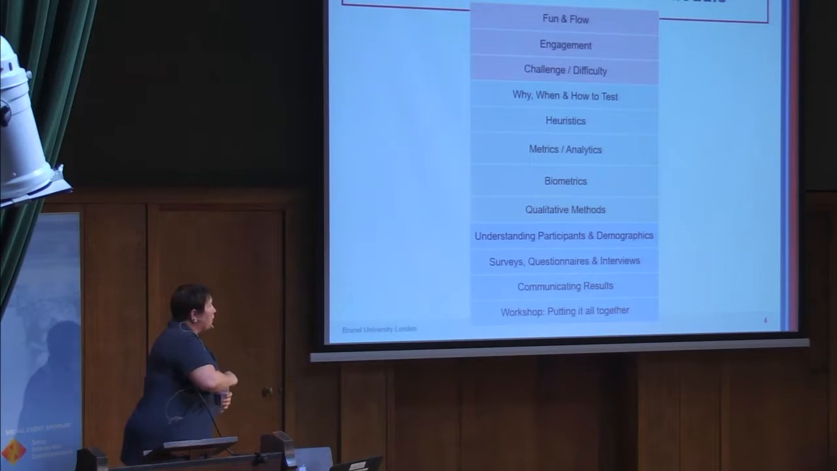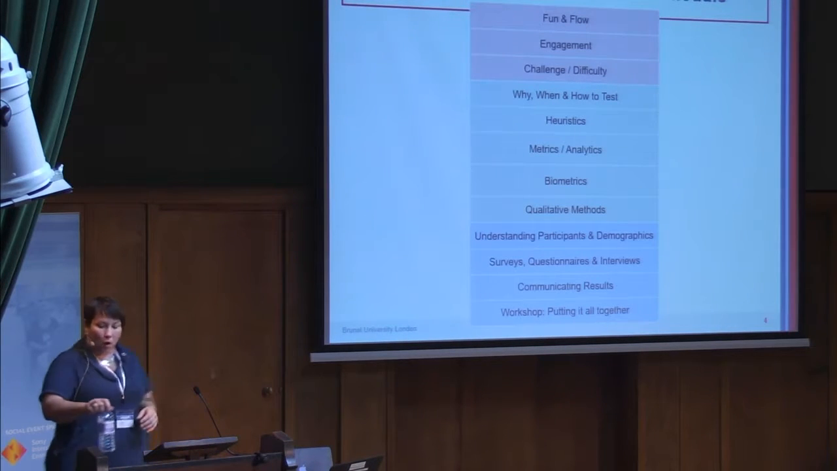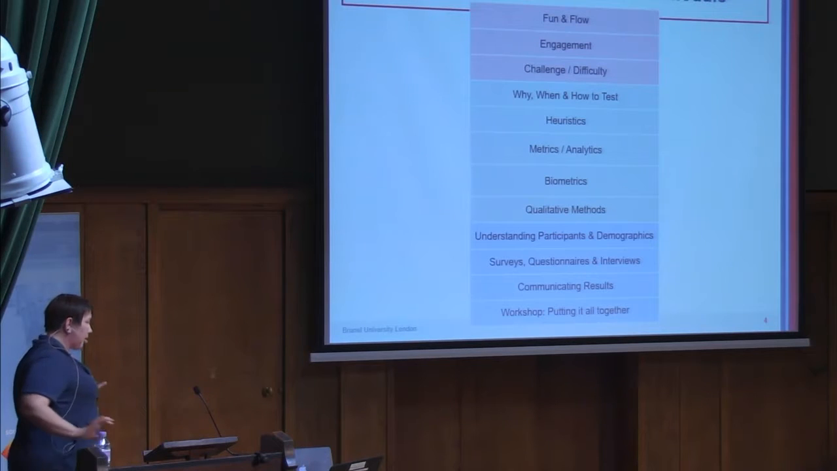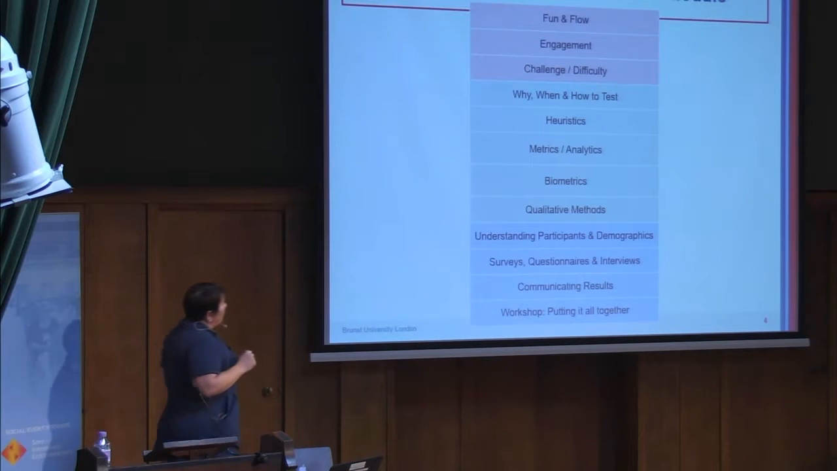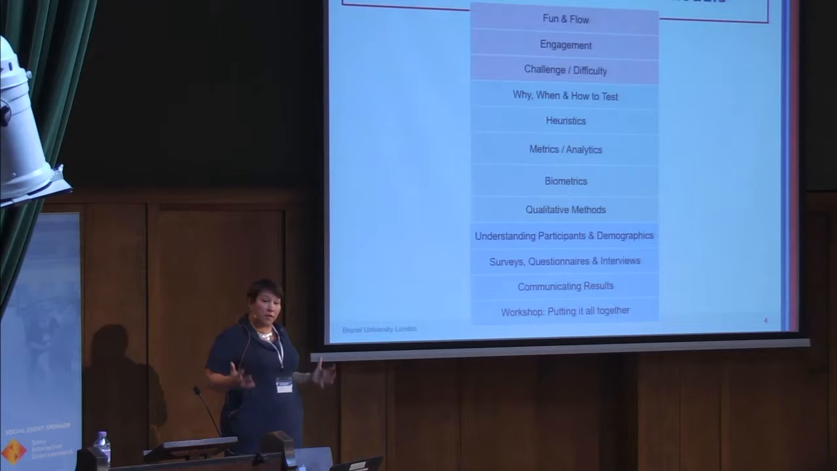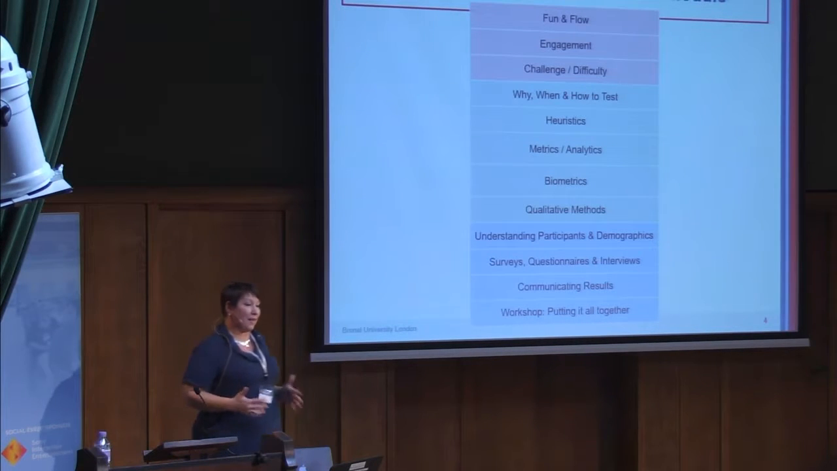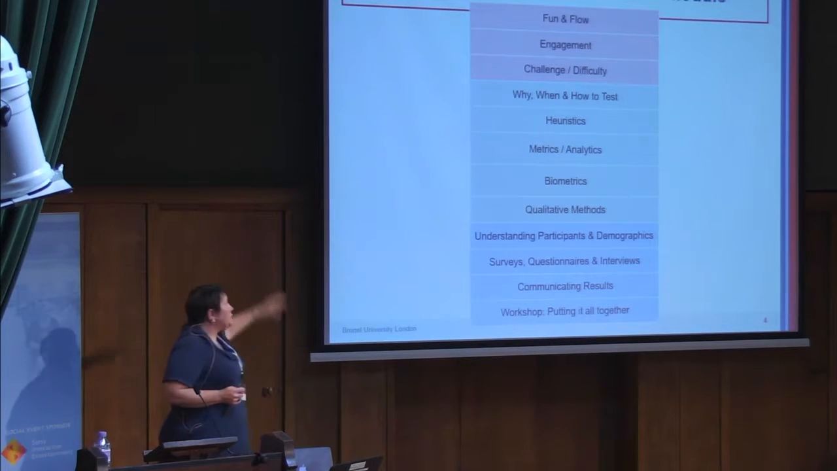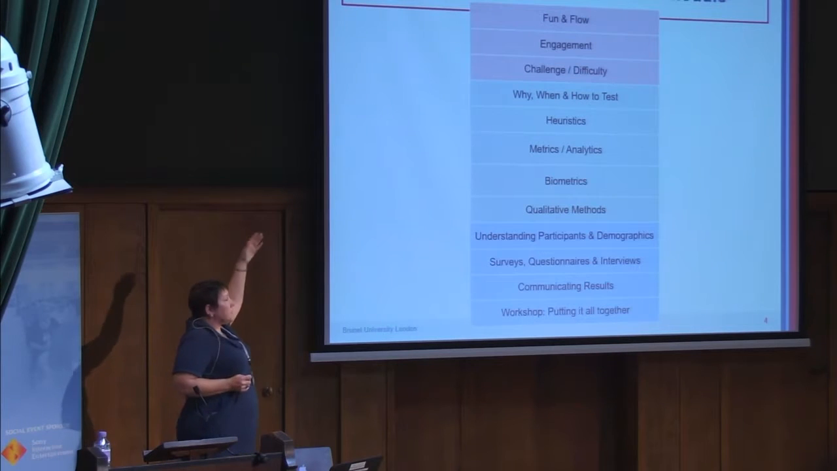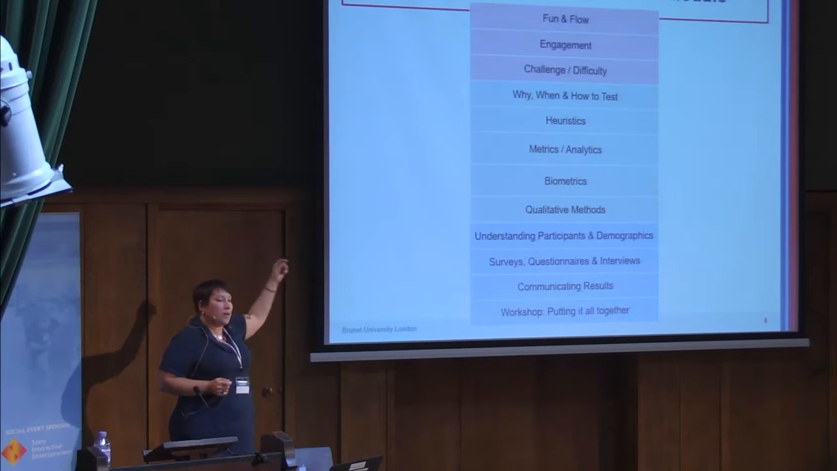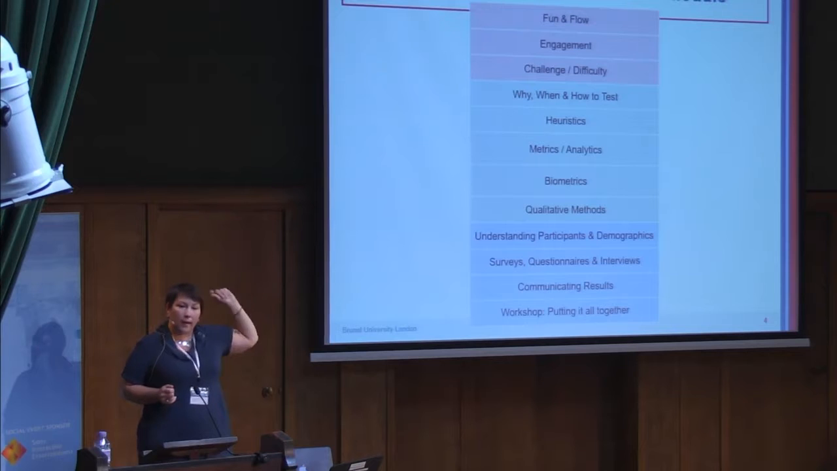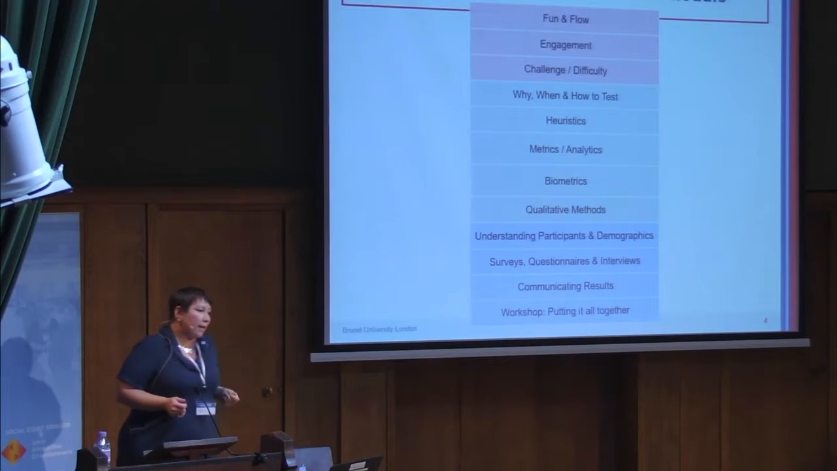So this is a 12-week module that I put together for the second level. It's an optional course, so we don't get all the students, unfortunately. I would like it that they all take it. But it's divided into 3 sections. The first section is a theoretical component where we teach theories of fun and flow, engagement, difficulty and challenge.